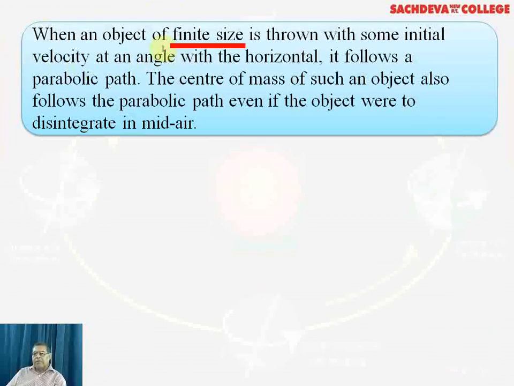When an object of finite size, which we can measure, is thrown with some initial velocity at an angle with the horizontal, it follows a parabolic path. The center of mass of such an object also follows the parabolic path, even if the object were to disintegrate in midair. So the point is that even if the body is in midair and it gets disintegrated or turned into fragments, we find that it will still follow the parabolic path.